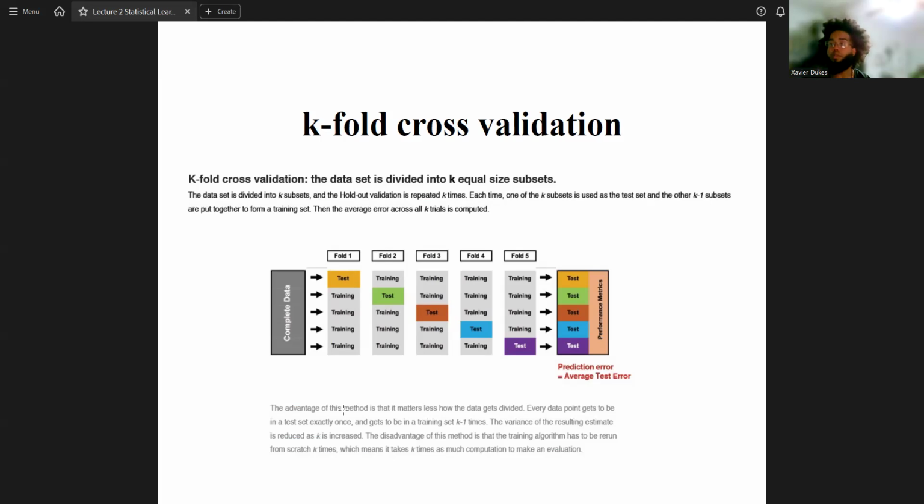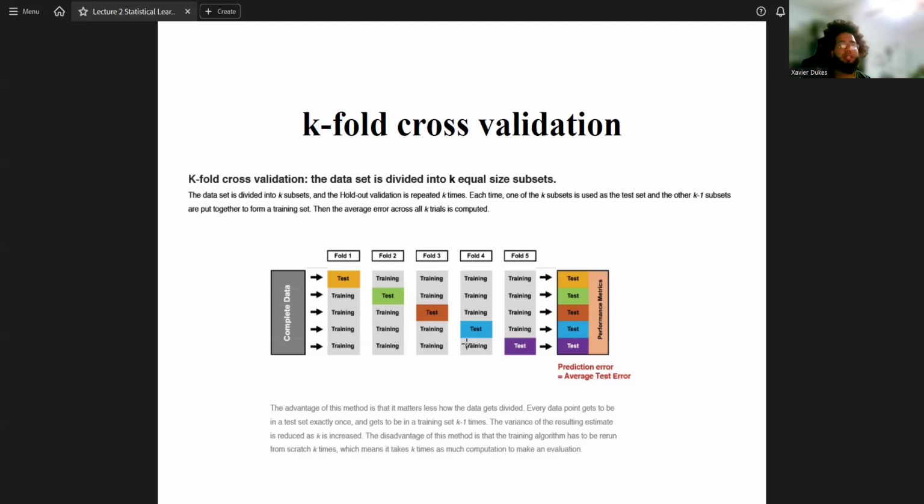So computers work the same way. We have to have enough values in order to establish a pattern. Okay. And this avoids that issue by iterating, so everything gets used for testing and training. The variance of the resulting estimate is reduced as k is increased. So the more folds that you do, the more the variance is decreased.